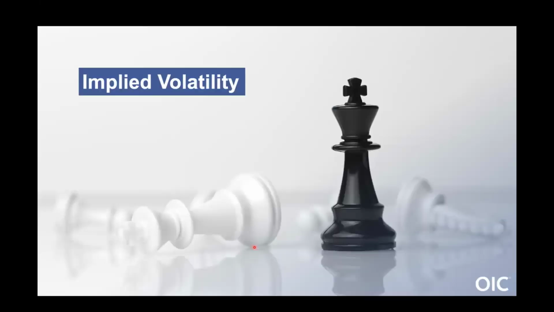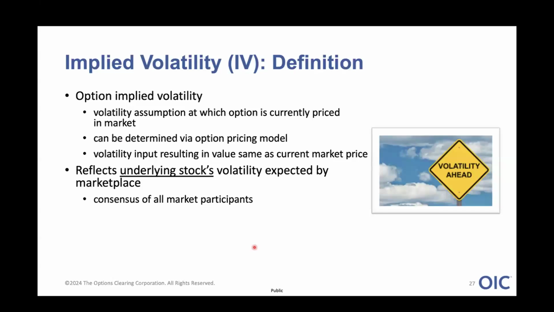All right, so now let's talk about implied volatility. I always tell people this: implied volatility is probably the most misunderstood but crucial aspect of trading options. Implied volatility is a forward-looking metric, and it's the volatility assumption at which an option is currently priced. Options pricing models have various inputs, and one of the inputs that you put into a pricing model is the implied volatility of the option.